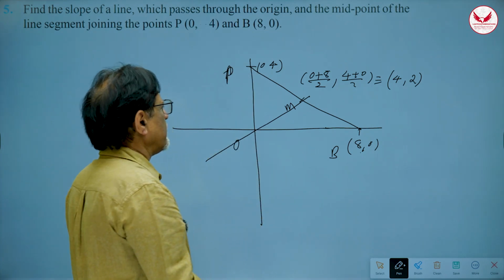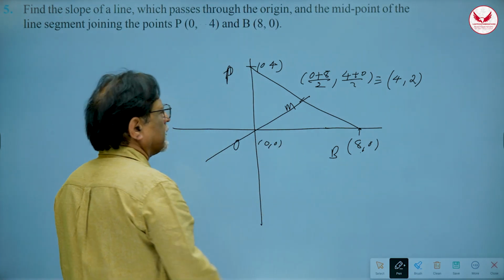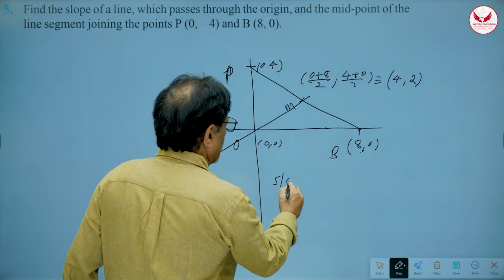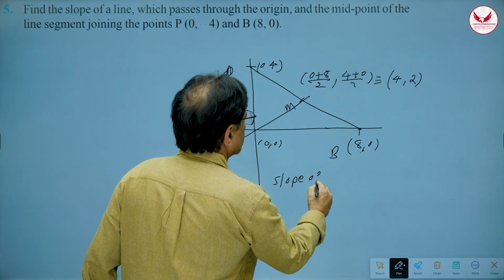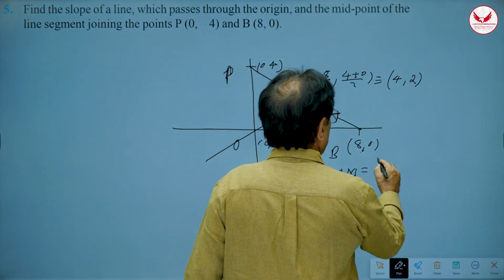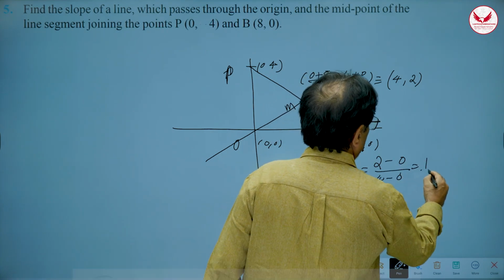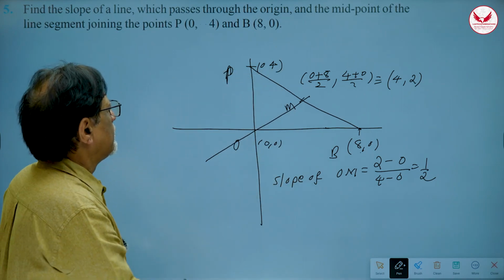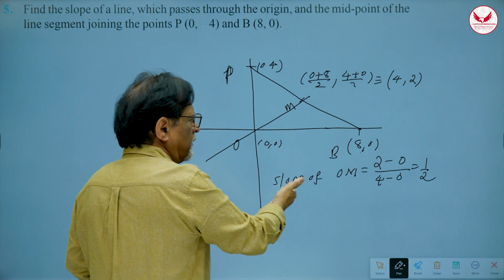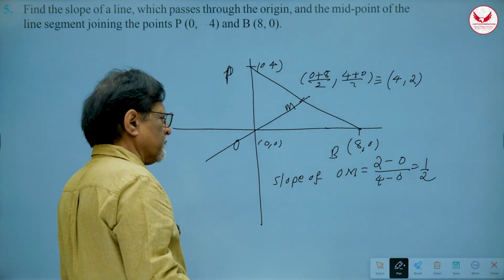But that is very easy because I know the coordinates of the origin are what? 0, 0. And the coordinates of this, so slope is given by what? The slope of OM is nothing but 2 minus 0 upon 4 minus 0, which is equal to half. Correct? Why? Because it is y2 minus y1 upon x2 minus x1. That is a simple formula. Okay? So that is how you can calculate the slope of this line.